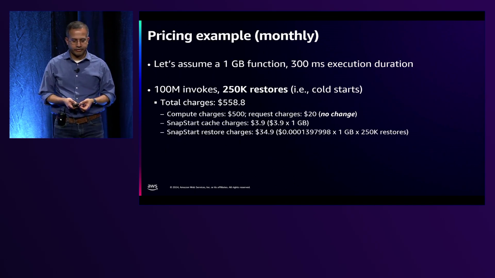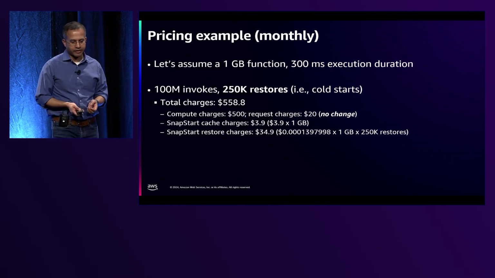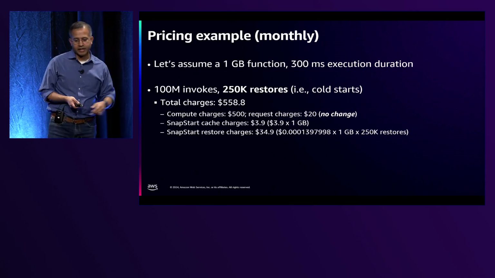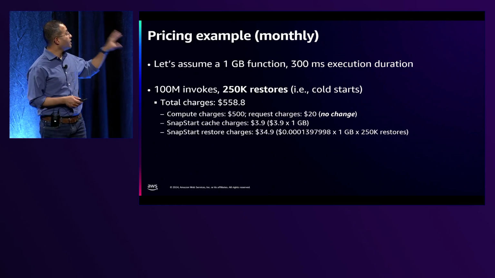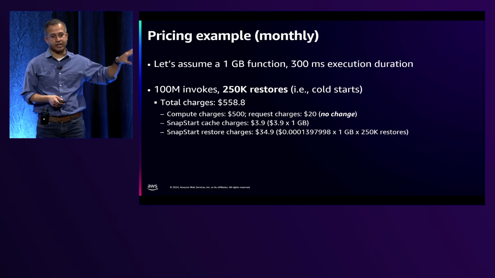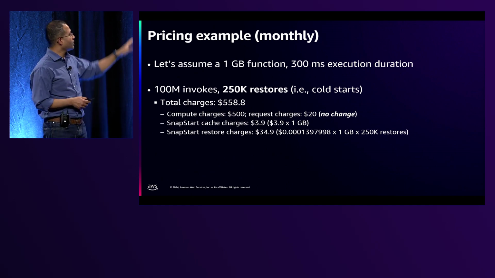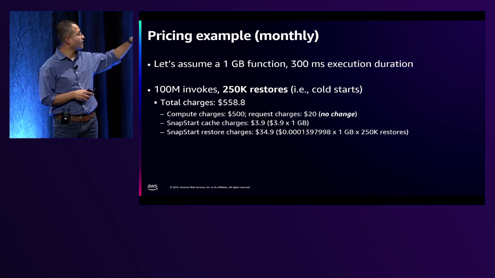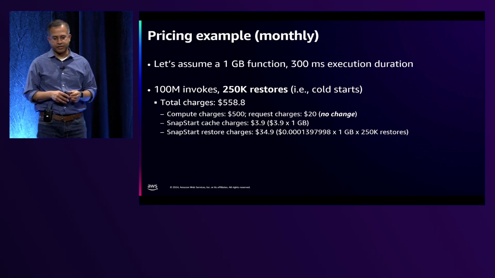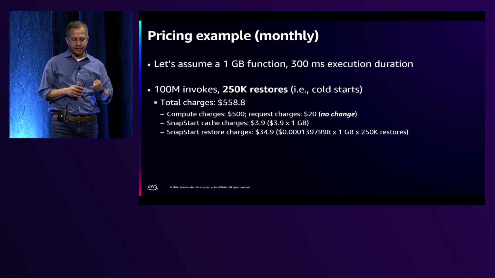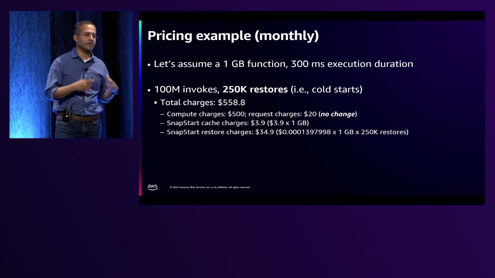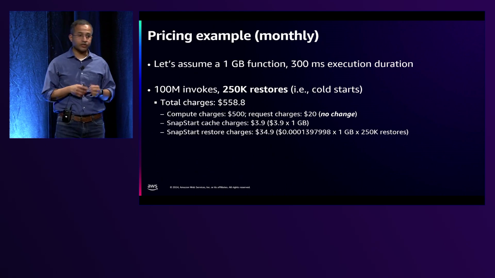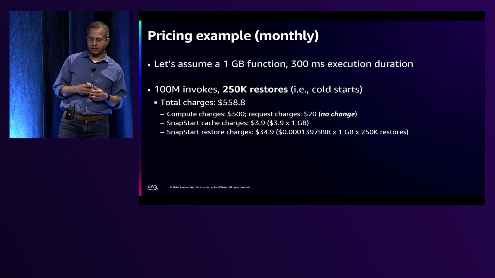Then I have an example here where there is a 1 GB function with 300 milliseconds of execution duration, and there are 100 million invokes with about 250,000 restores. The total charges with that rate are about $558. And then there's a breakdown: the compute and request charges, which are just the current pricing, but then there is the cache, the amount of snapshot that was cached by Lambda, and then the number of restore charges.